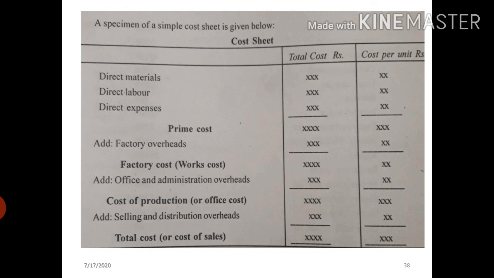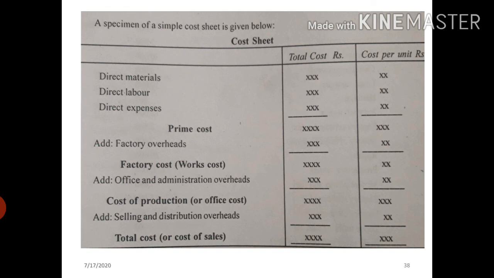Add them together, and then we will get prime cost. Add factory cost along with the prime cost, we will get works cost or factory cost. See, office and administration overheads, add to factory cost or works cost, then you will get the total cost of production. If we get the total cost of production, we can find out cost per unit also. How will you calculate cost per unit? Cost of production divided by number of units produced. So you will get cost per unit.